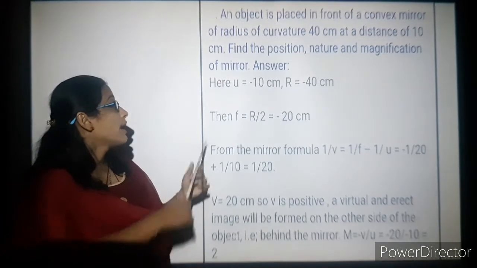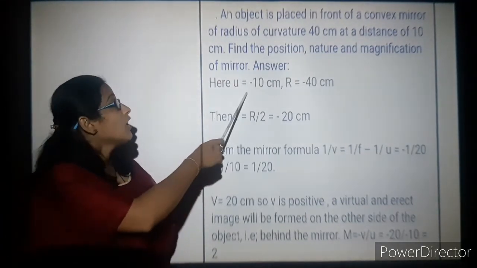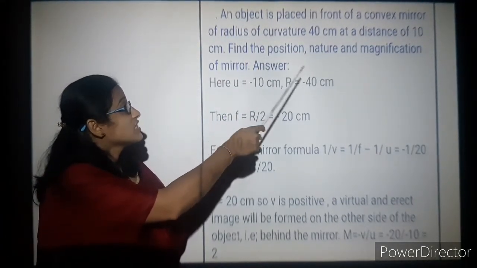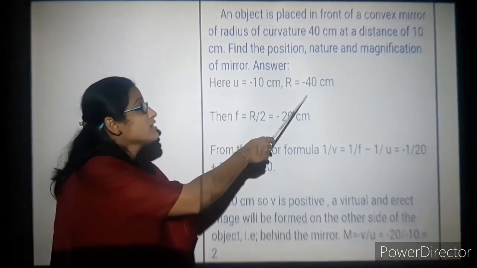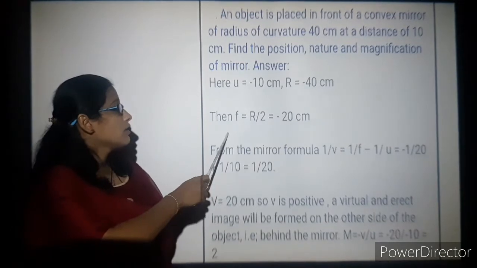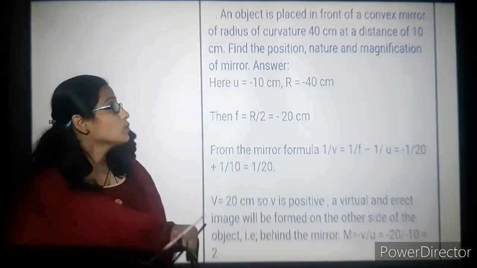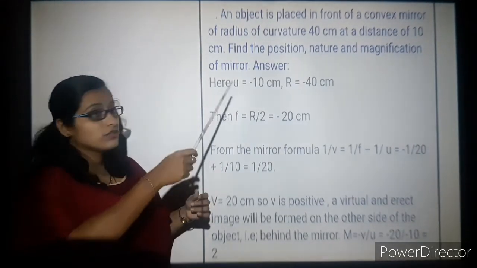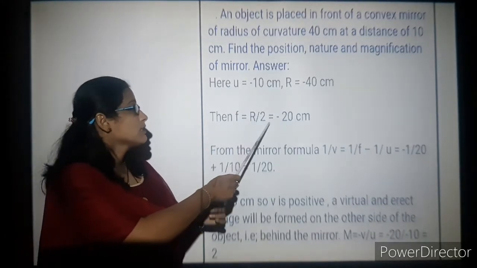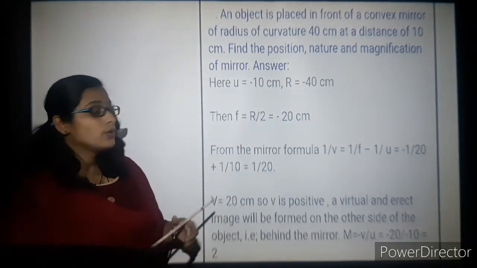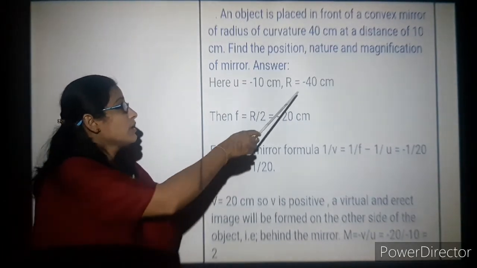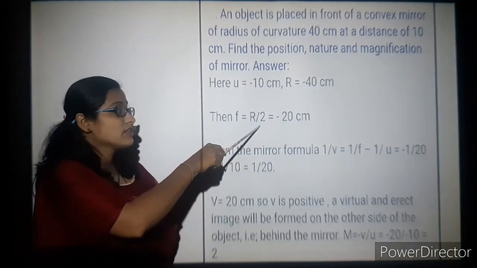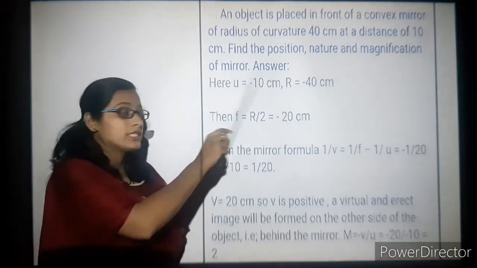U is given as 10, so you will refer to it as minus 10 centimeters. R is minus 40 centimeters and your f is r by 2, where r is the radius of curvature. So f is r by 2, that is equal to minus 20 centimeters. Why is it minus 20? You have written minus 40 by 2, that is minus 20 centimeters.